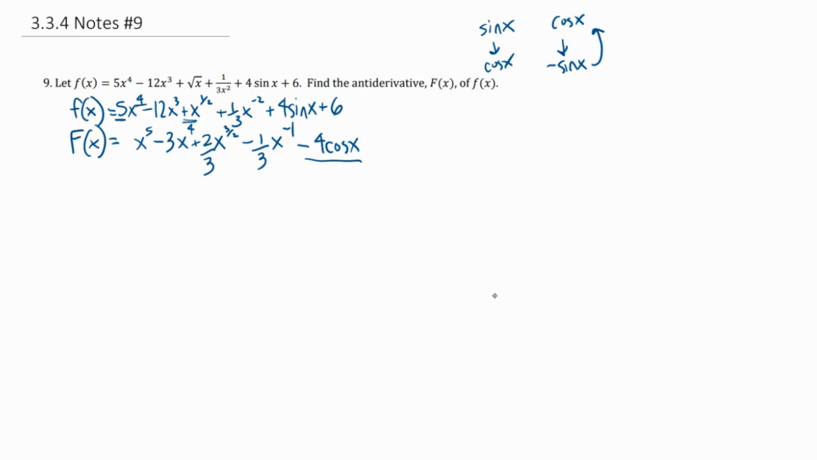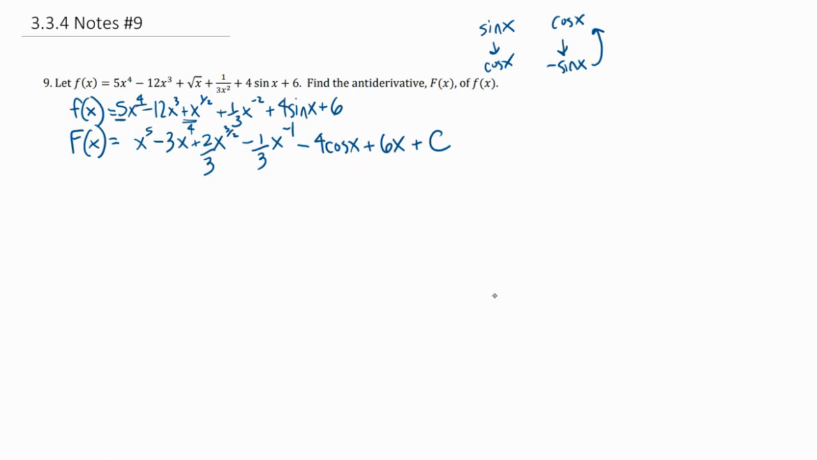And then the antiderivative of 6. So what derivative gives us 6? And that's 6x. The derivative of 6x is 6. All right, and then lastly, we're going to end it with plus c, plus a constant.